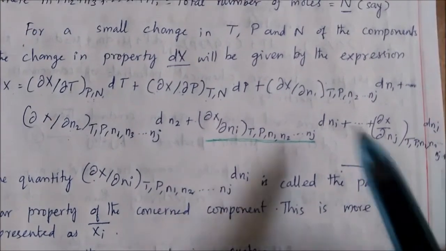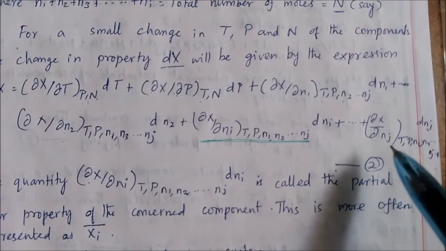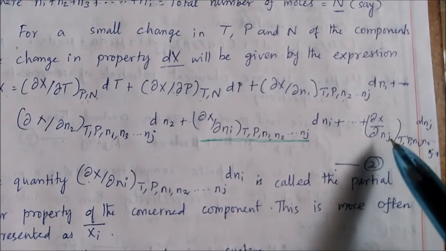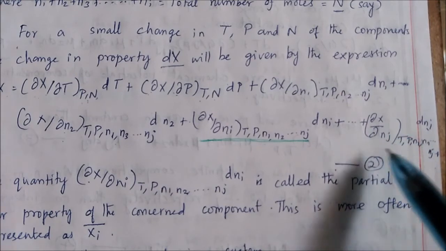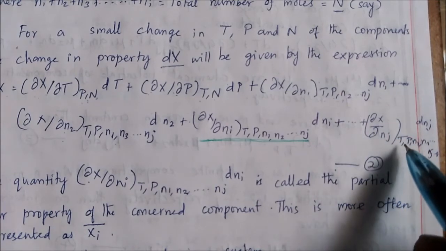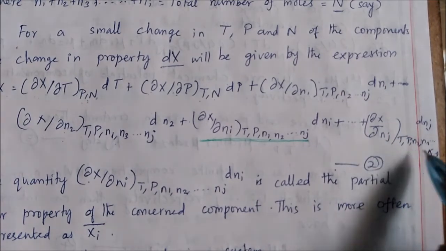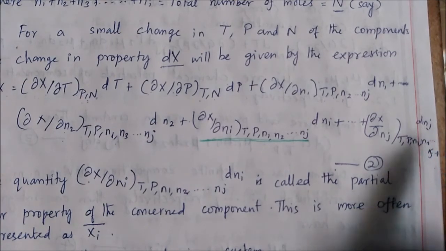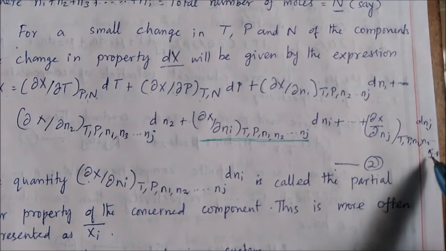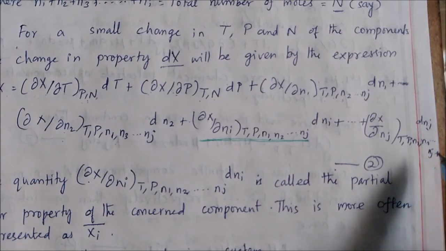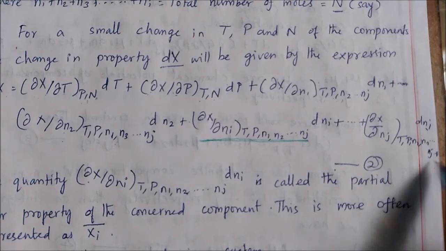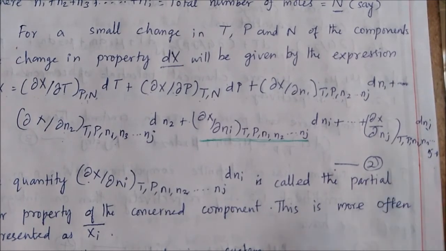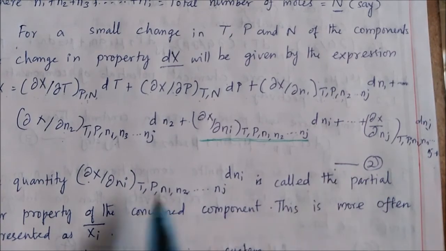The last one, dou x by dou nj, the last chemical, at constant temperature, pressure, n1 and so on, up to nj minus 1, into dnj, and the nj itself should be avoided here. So before that we are stopping at nj minus 1. So that is the equation number 2.